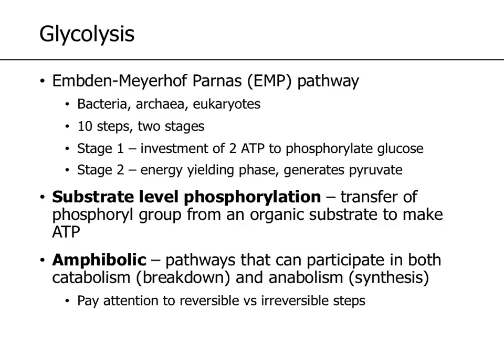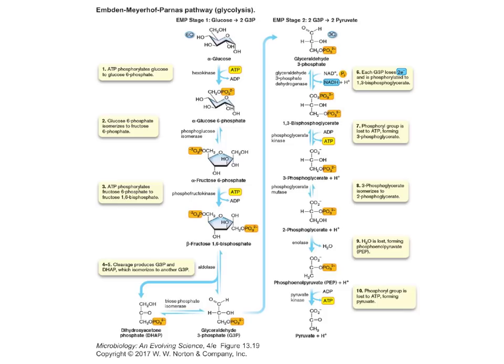So you want to pay attention to which reactions are reversible. I'll start talking about some of the different things here. This is the overview of what glycolysis or the EMP pathway looks like. Again, it's split into two stages, right? The first stage is where you're putting in ATP to get it ready to split, and then here you're actually generating the 2 pyruvate, and you end up generating more ATP and then the reducing power.